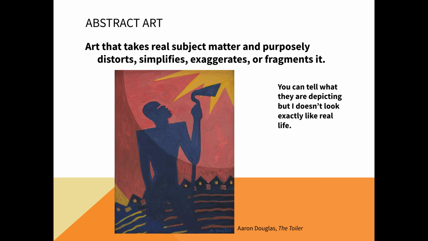So we can see what the subject matter is here, but Aaron Douglas is choosing to purposely distort this man, right? His shoulders are extra kind of pointy, and his features are more angular than real life. He's also simplifying this person down to just an outline. So this is abstract art. It's changed on purpose, but we can still kind of pick out subject matter.